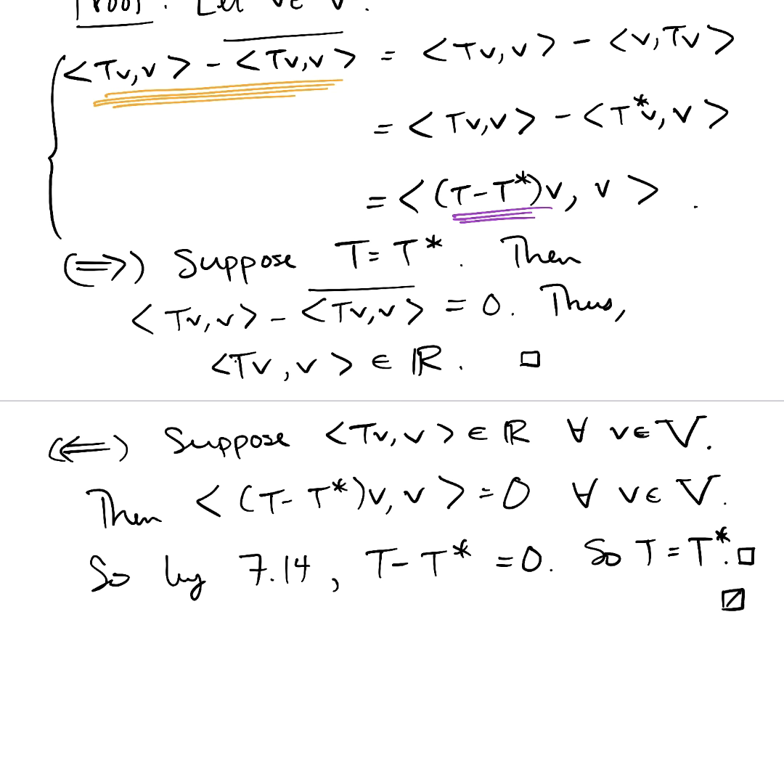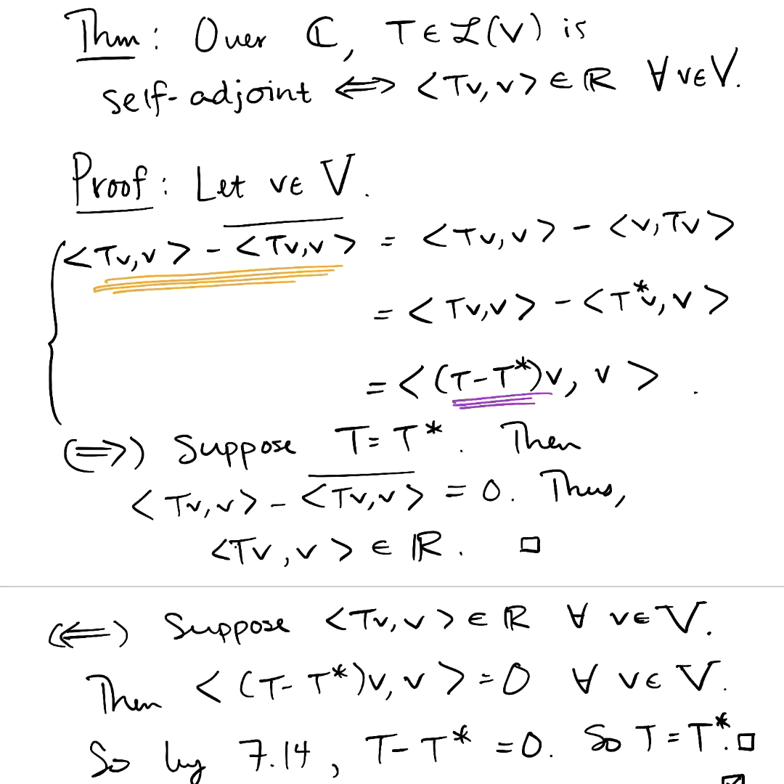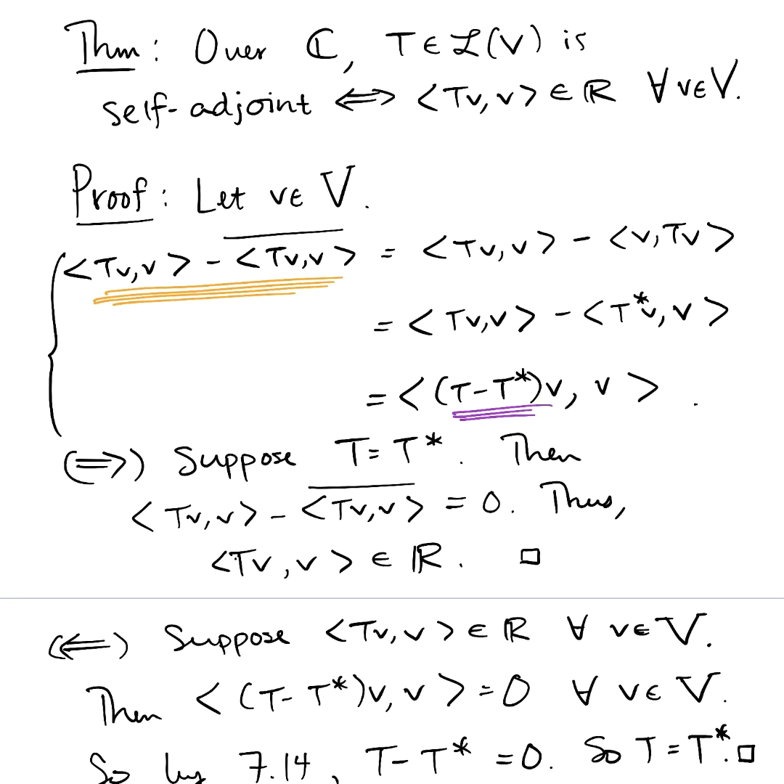Done. So zoom out. Look at what we proved. Over a complex inner product space, being self-adjoint is equivalent to the inner product of Tv with v being real for all the vectors. So that's nice. That's how you end up self-adjoint over a complex inner product space. Again, not true for the reals.